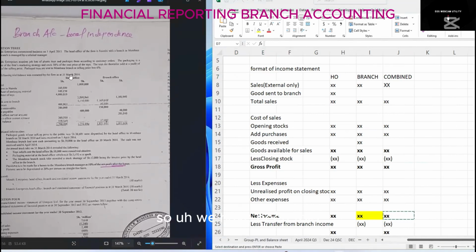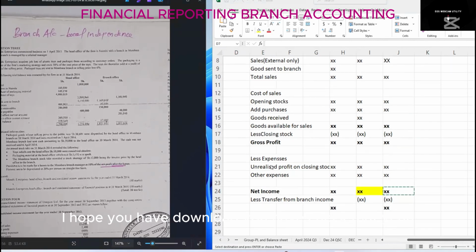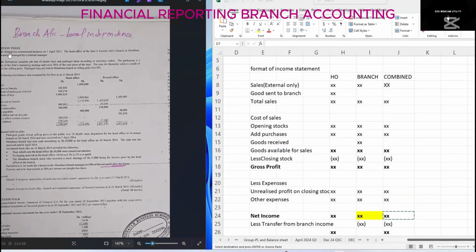So we have been told, I hope you have downloaded and checked that picture, Munish Enterprises commences a business on 1st April 2023. The head office of the firm is Nairobi with a branch in Mombasa. The branch is managed by a salaried manager.